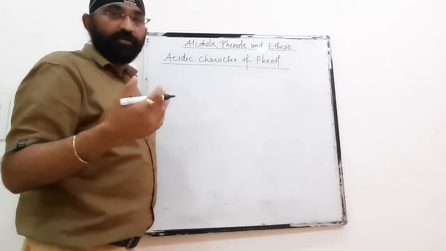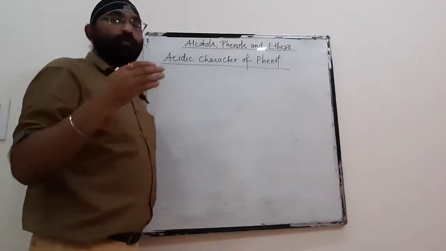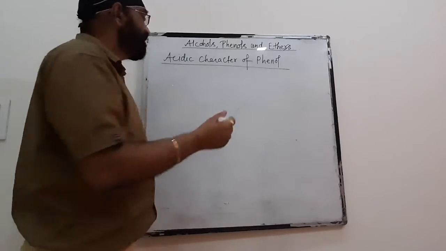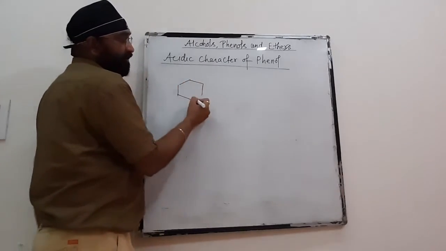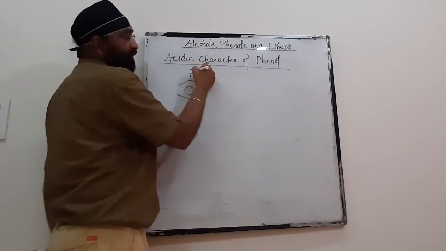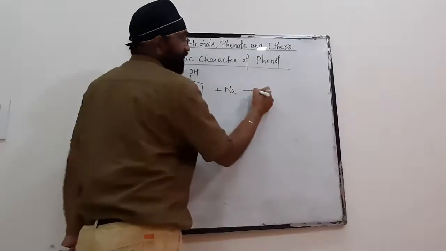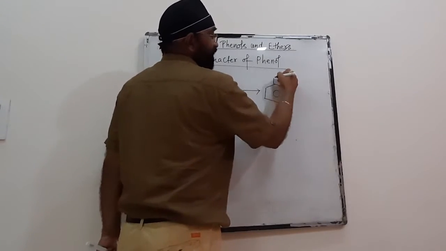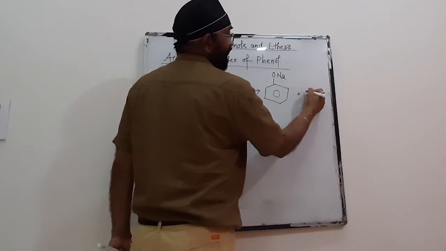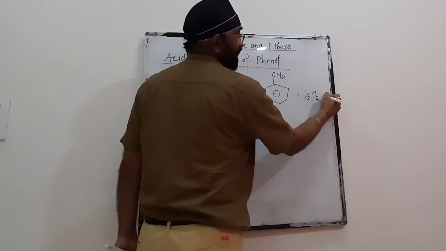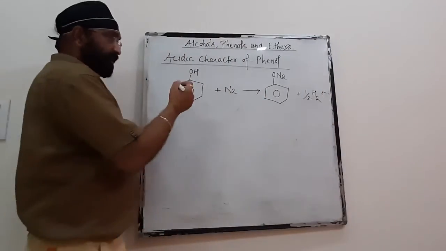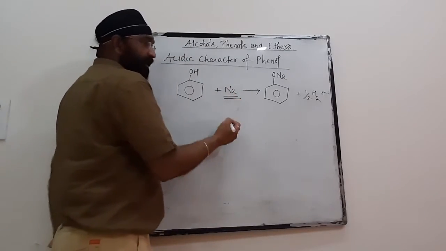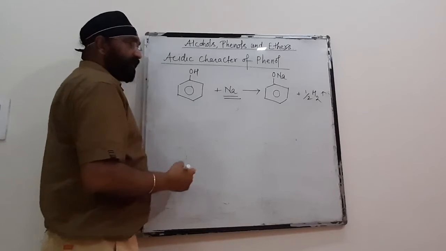How can we prove it? To prove this, we know that whenever a substance reacts with a base to form salt, it means it is acidic. So if I take 2 or 3 reactions of phenol, one with sodium metal, it forms sodium phenoxide with the evolution of hydrogen gas. And in this reaction it reacts with the strong base sodium and acts as an acid.